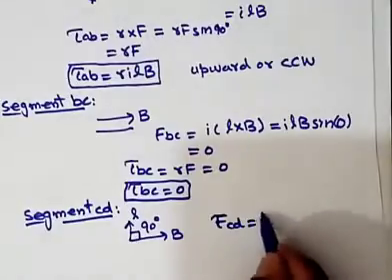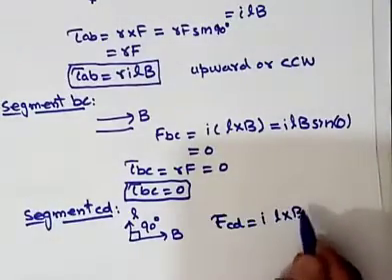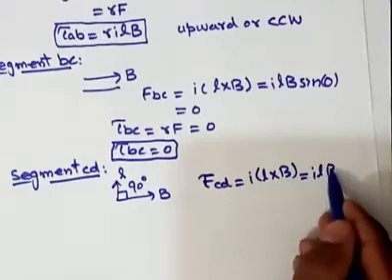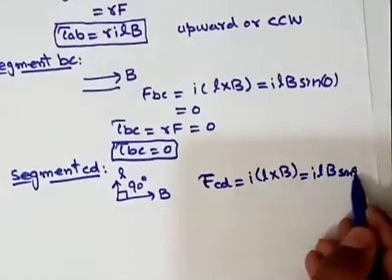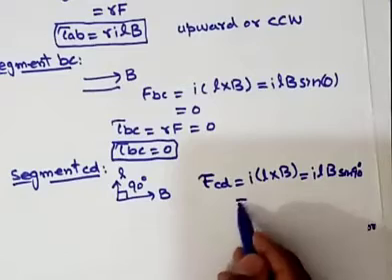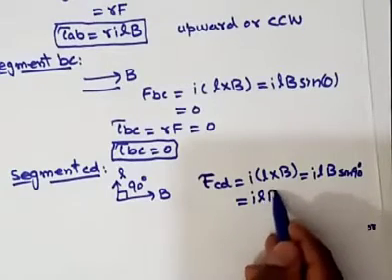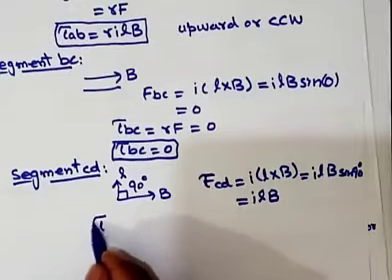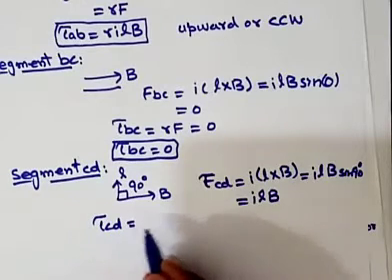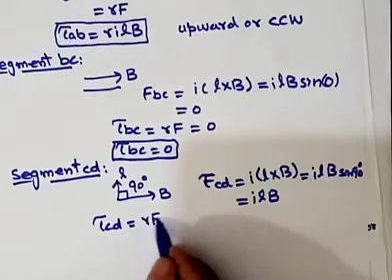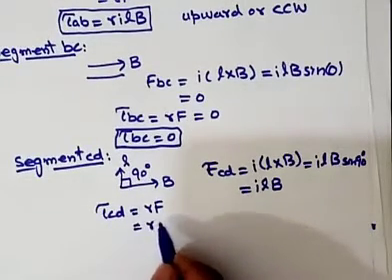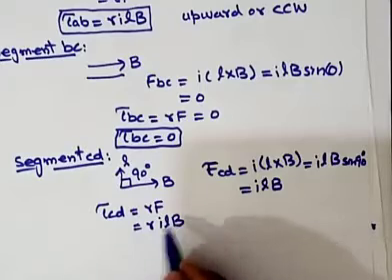F_CD is equal to IL cross B is equal to ILB sine 90 is equal to ILB. As we know, tau CD is equal to R F. Putting the value of F in this equation, we get R I L B.